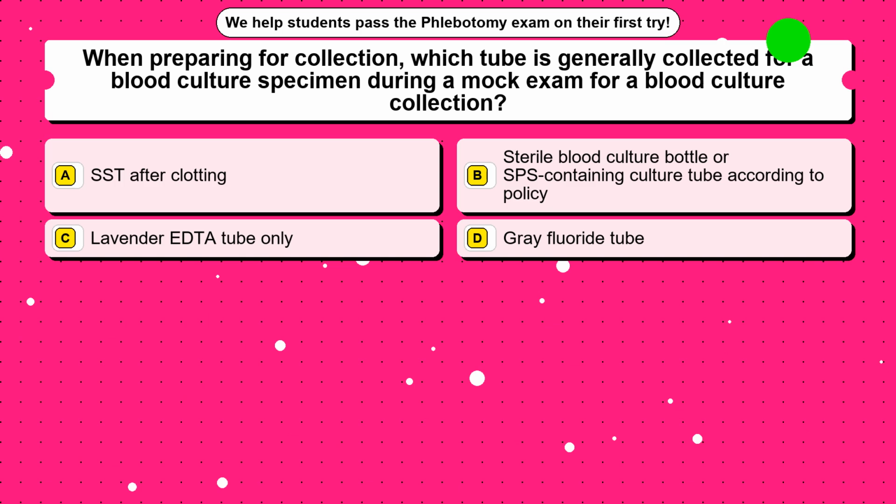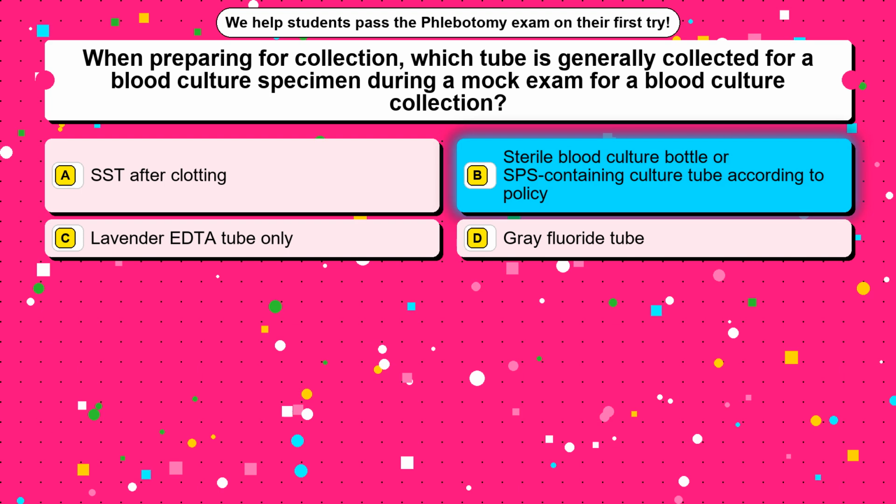Question 24. When preparing for collection, which tube is generally collected for a blood culture specimen during a mock exam for a blood culture collection? Option A, SST after clotting. Option B, sterile blood culture bottle or SPS-containing culture tube according to policy. Option C, lavender EDTA tube only. Option D, gray fluoride tube.